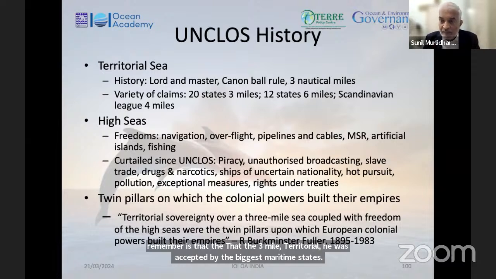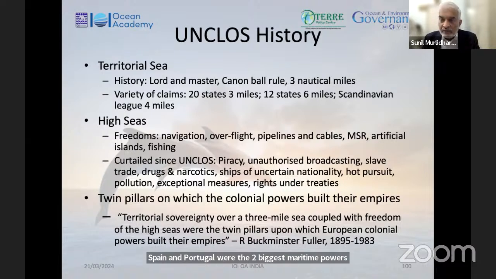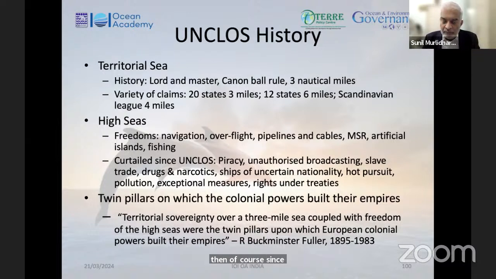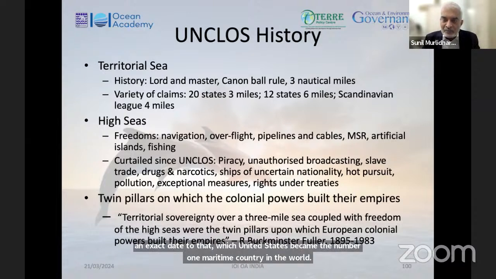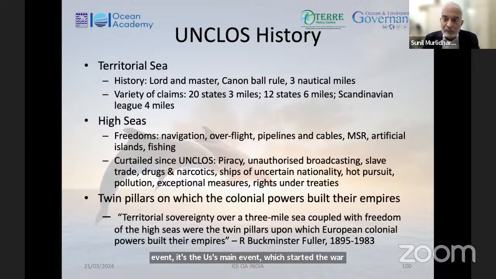If you look at the biggest maritime states in recent history, meaning 400-500 years ago, starting around 1492, Spain and Portugal were the two biggest maritime powers first, followed by many other countries, and then eventually Britain. The Netherlands was there in between, France was there in between, and so on. And then, of course, came Britain. And then, I think it was the 13th of February 1898 that the United States became the number one maritime country in the world. There's an exact date to that, which alludes to the USS Maine event, which started the war between the United States and Spain, a superpower at that time, and how they pushed them back to the Philippines.